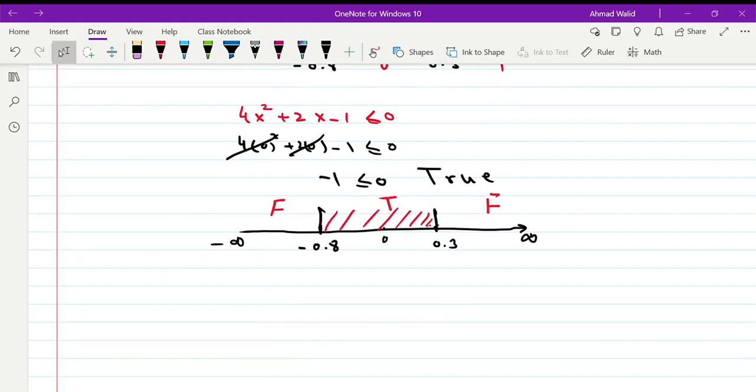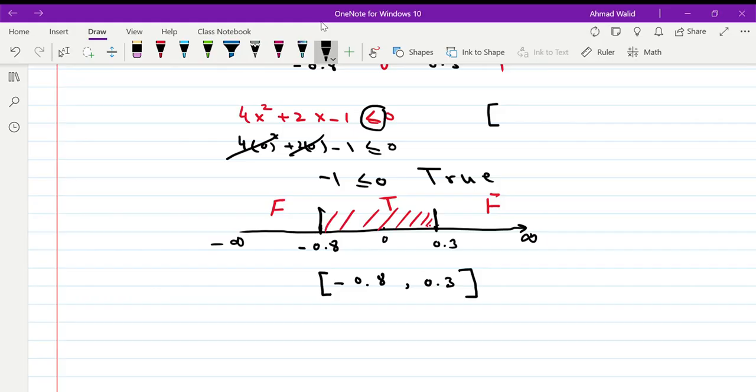Your solution is always, always the true part, correct? For negative 0.8, should I use parentheses or bracket? This sign, because you have less than or equal, gives you the decision to use bracket or parentheses. Definitely what? Bracket. Then bracket, negative 0.8, comma, 0.3, bracket. That's the solution for your inequality.